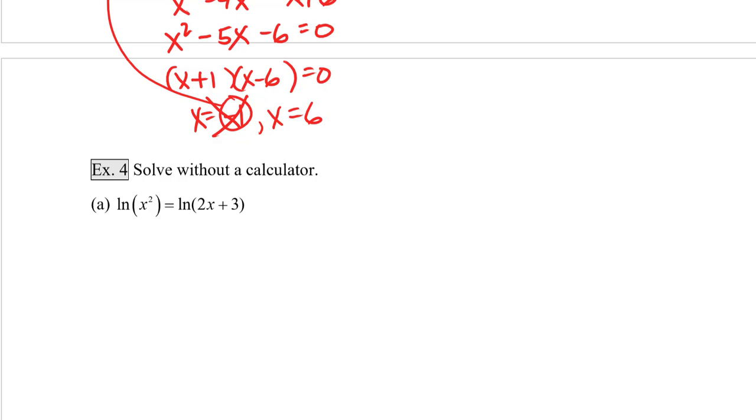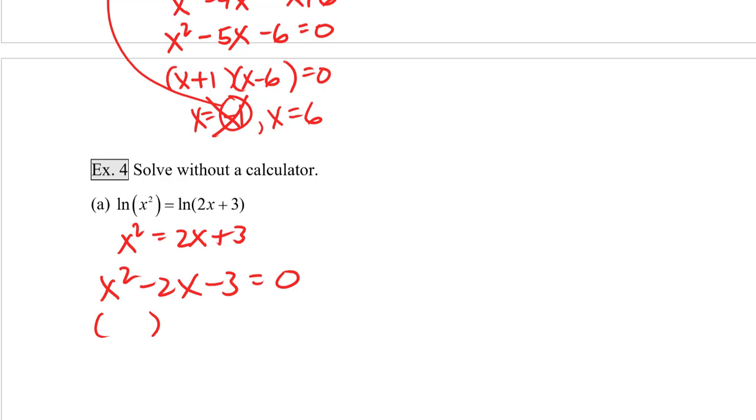Example 4, we want to solve without a calculator. A, the natural log of x squared is equal to the natural log of 2x plus 3. So here we're going to use the one-to-one property of logarithms because we have a single natural log on the left and a single natural log on the right. So I can just set x squared equal to 2x plus 3. I'll subtract 2x and 3. I can factor this, and I get x plus 1 and x minus 3 is equal to 0, and this gives me the solutions x equals negative 1 and x equals 3.